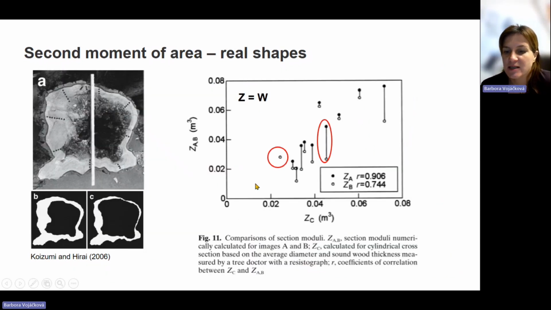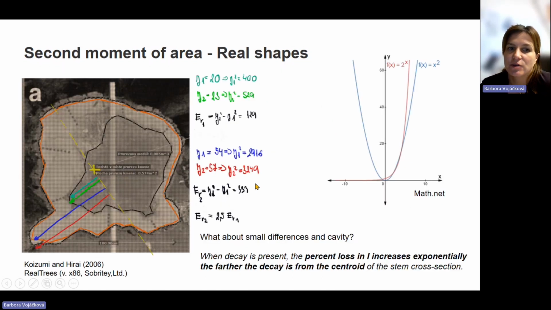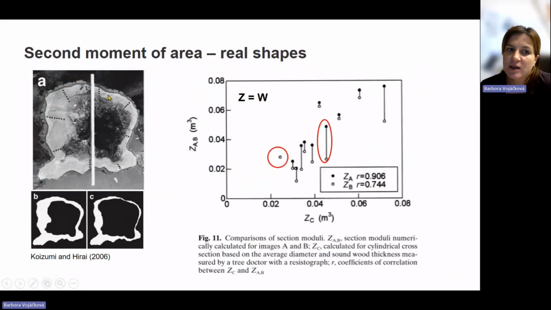So here is an example from the study which I was showing you, the stems. They were computing the section modulus for the real geometry and for the circles, and you can see the differences here. Sometimes it fits pretty well, in cases where we have very simple shapes of the trunk, but sometimes the variability is pretty high.